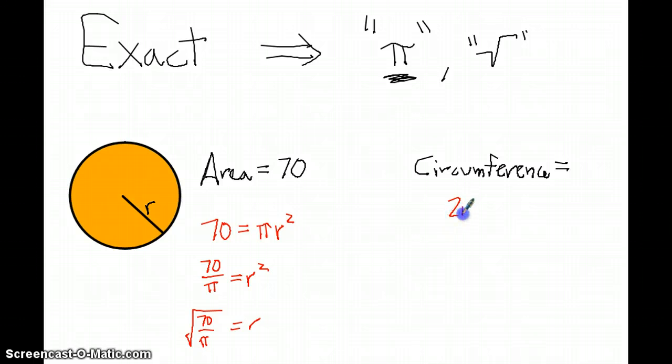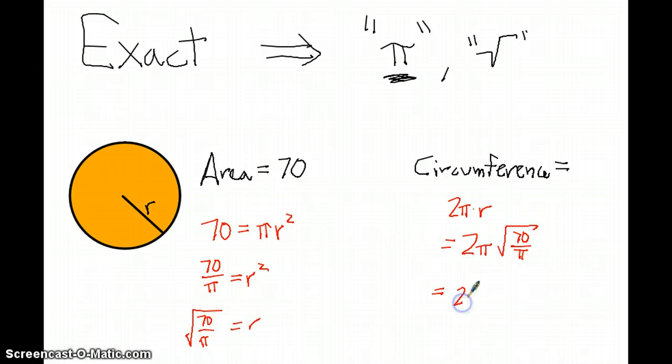Circumference is 2 pi r. But I know that now. I know what r is. R is simply the square root of 70 over pi. Okay, now I kind of have to deal with this. This is all numbers now. There's no variables. I don't like this square root with a fraction in it. Of course, I said this is a lot harder than the one that you're going to have to do in the discussion tomorrow. Here we go.